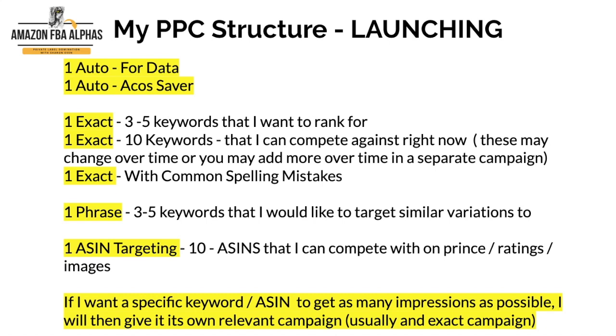So, for example, if I want to target the keyword gold eye mask, and I put that into a phrase campaign, the algorithm will target gold eye mask for women, okay? Small gold eye masks, etc. And then I also have one ASIN targeted campaign, which is called product targeting in campaign manager. And I have a maximum of 10 ASINs initially. Now, if I want a specific keyword or ASIN to get as many impressions as possible, I will then give it its own relevant campaign, usually an exact campaign.